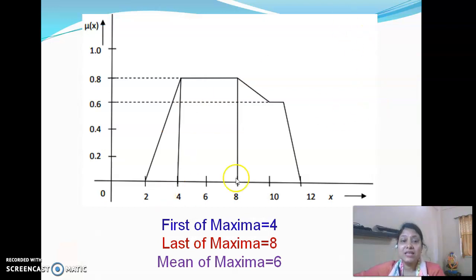This depends on the researcher, on the developer, who is aware of where the information of interest resides, whether it is near the first of maxima, near the last of maxima, or at the mean of maxima. We can use any of these three.